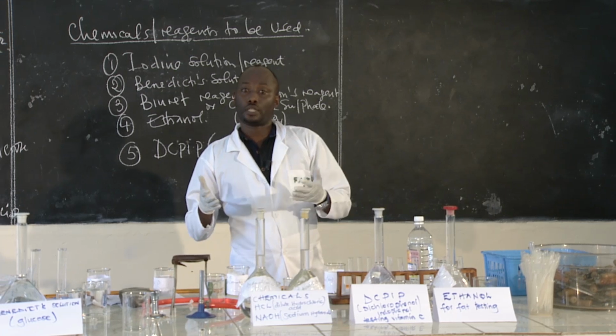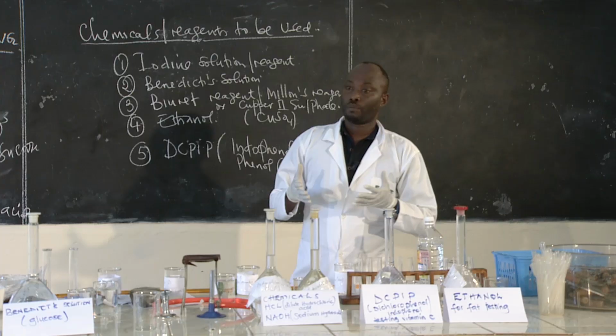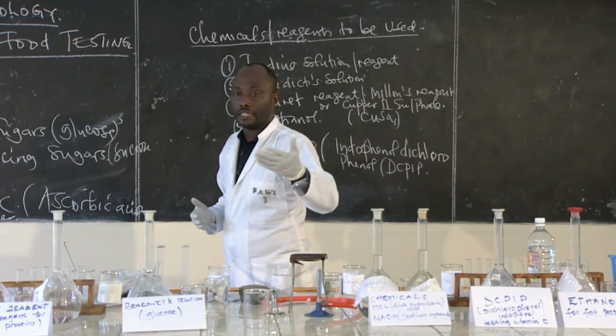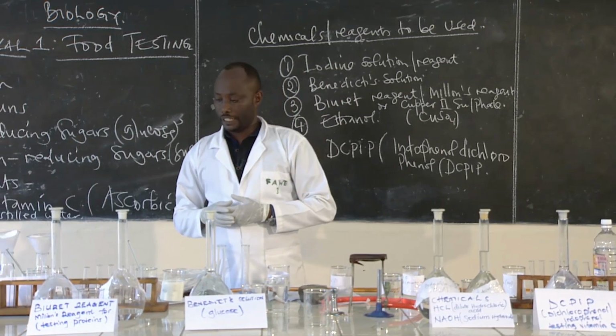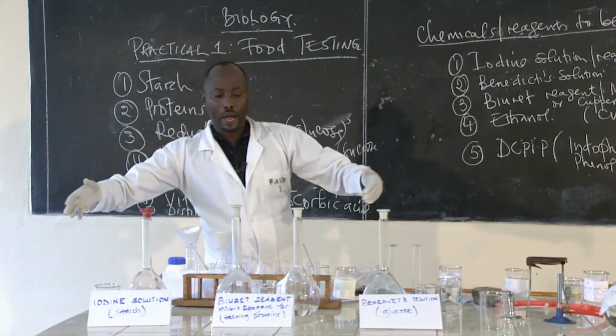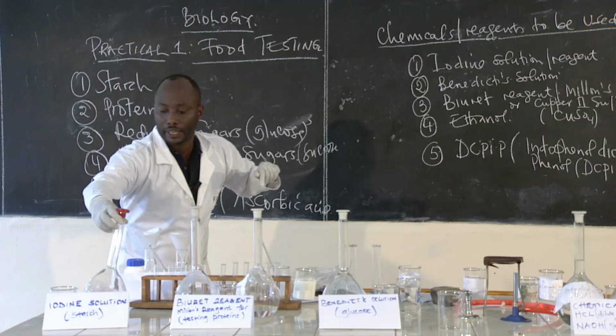I use distilled water acting as a control experiment. A control experiment is an experiment that shows results in a negative way, not in a positive way. All right? So I have some chemicals in front of me: the brown one, the blue one, the colorless one. I start with chemical 1.